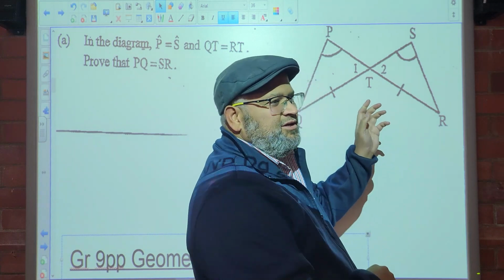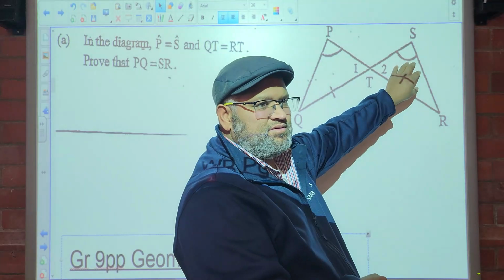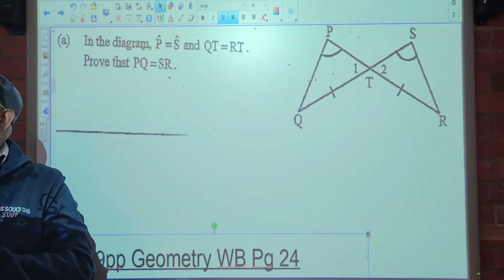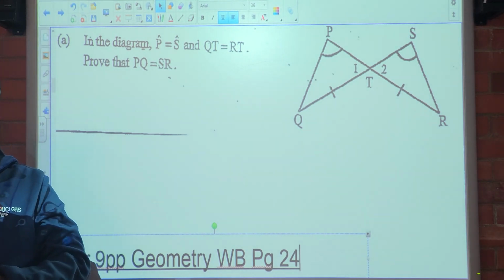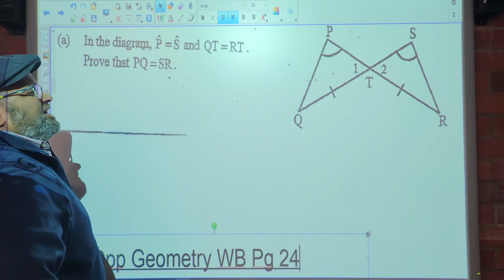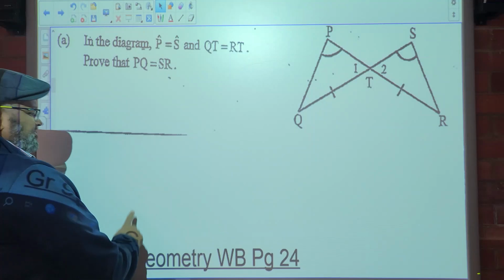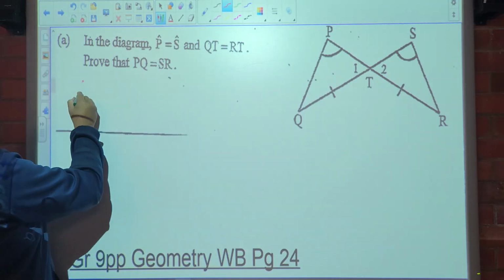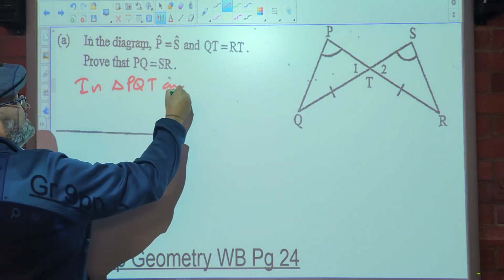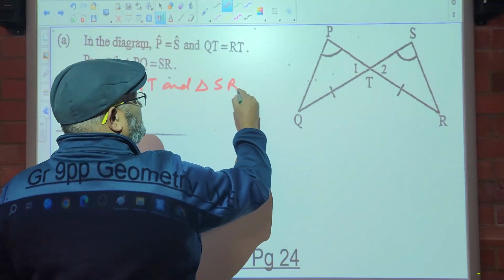So what are we going to do here? We're going to prove that one triangle is congruent to the other. Not so? By doing that, we know that all the corresponding angles and all the corresponding sides are equal. Okay. So to prove congruency, it's going to be the 4 cases of congruency, which is side, side, side, side, angle, side, angle, angle, side, and RHS. Okay. So where do we start? We name the triangles we're working with. In triangle PQT and triangle, so P corresponds to S, Q looks like corresponding with R, and T of course.